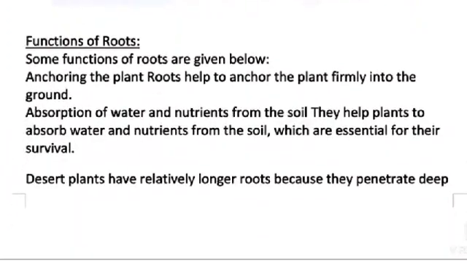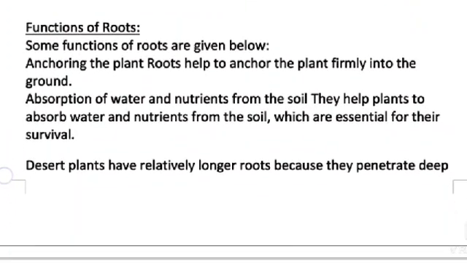Functions of roots. Some functions of roots are given below. Anchor the plant: roots help to anchor the plant firmly into the ground. Absorption of water and nutrients from the soil: they help the plant to absorb water and nutrients from the soil, which are essential for its survival.